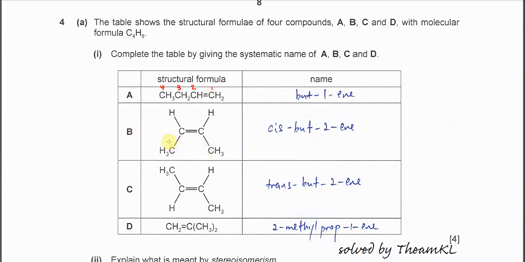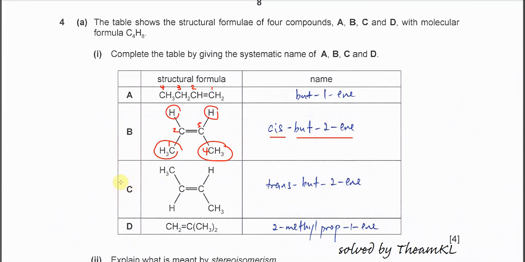B, let's say this is first carbon, second, third, fourth. This one is but-2-ene. From here we know that the C now has 2 different groups, H and methyl. So these 2 carbons have different groups. Therefore, it can form the cis-trans isomer. The CH3, which is the larger group, they are on the same side, so we call cis. Therefore, the name for B is cis-but-2-ene.